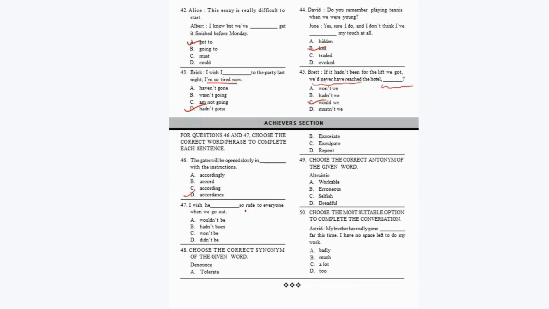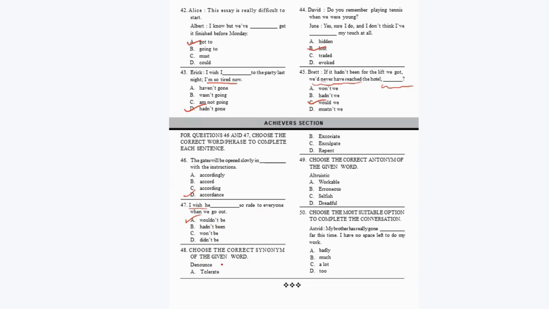Now, I wish he dash so rude to everyone when we go out. So here it's about wishing. It means it's a kind of conditional that you need here. Okay, so I wish he wouldn't be so rude to everyone when we go out. So it's option A.